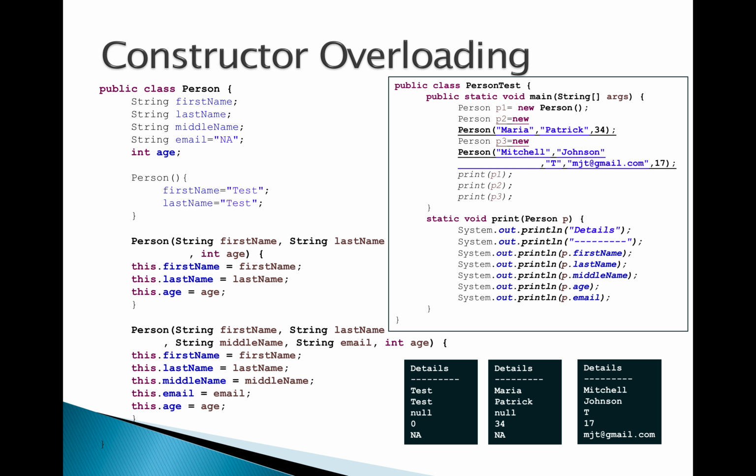So constructors can be overloaded just like method overloading. If a person wants to create an object without passing any arguments, they can use a no argument constructor. If he has just a few values, he doesn't have a middle name and email, still he can initialize the object with just whatever he has with him. So he's going to go with Maria, Patrick, and 34, just the first name, last name, and age. He doesn't have a middle name and email, so he is not passing them. The other person has all the details, so he's calling the other overloaded constructor and getting all the details populated for the object.